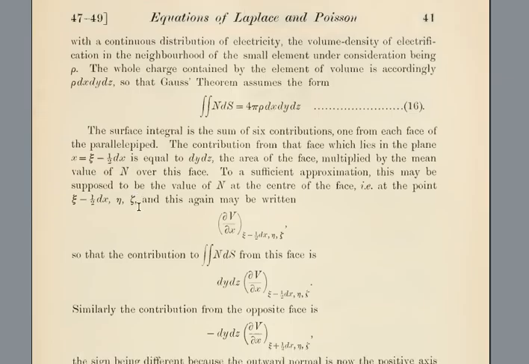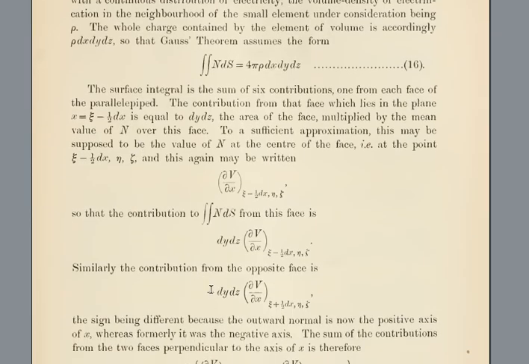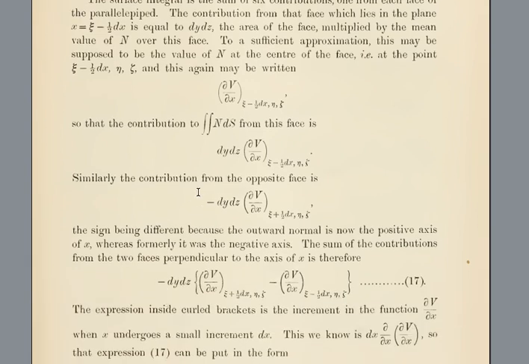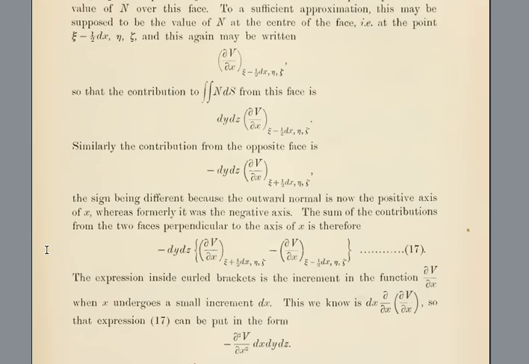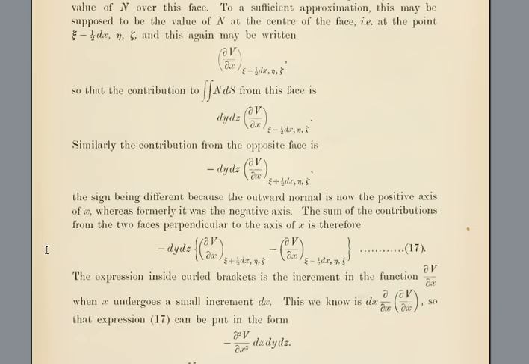Similarly, the contribution from the opposite face is the normal component of the electric field at ξ plus 1/2 dx, η, ζ multiplied by dy multiplied by dz, the sign being different because the outward normal is now the positive axis of x, whereas formerly it was the negative axis. The sum of the contributions from the two faces perpendicular to the axis of x is therefore the normal component of the electric field at ξ plus 1/2 dx, η, ζ minus the normal component of the electric field at ξ minus 1/2 dx, η, ζ, multiplied by dy multiplied by dz.